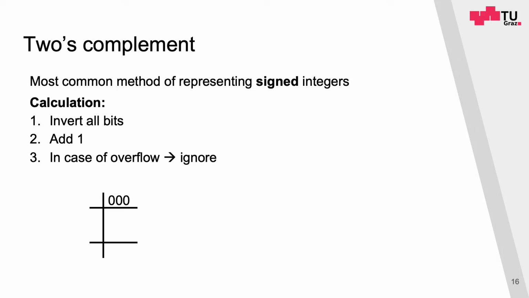So for example, if we have the binary number 0 and want to calculate its 2's complement, we need to perform those 3 steps. So first we need to invert all the bits.